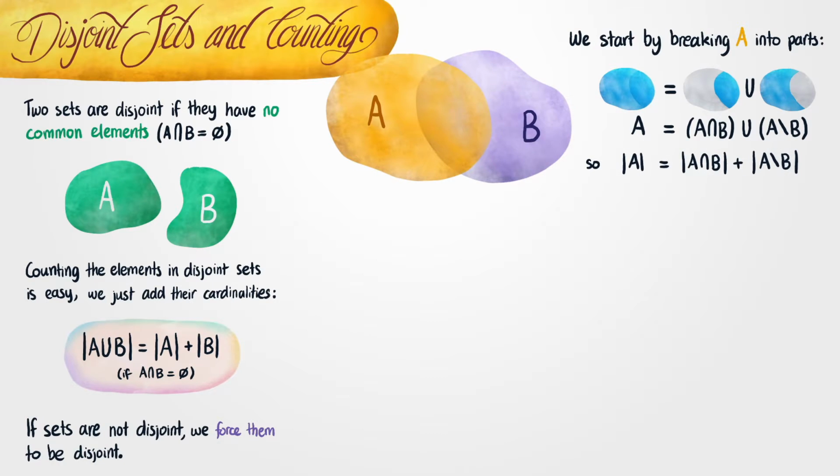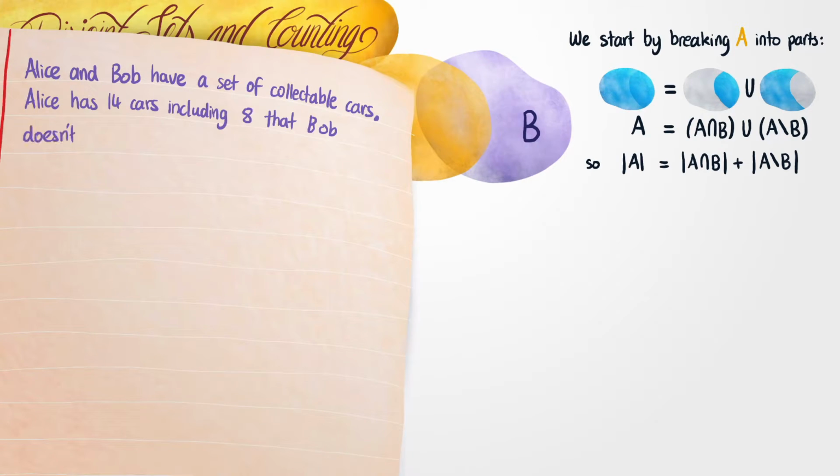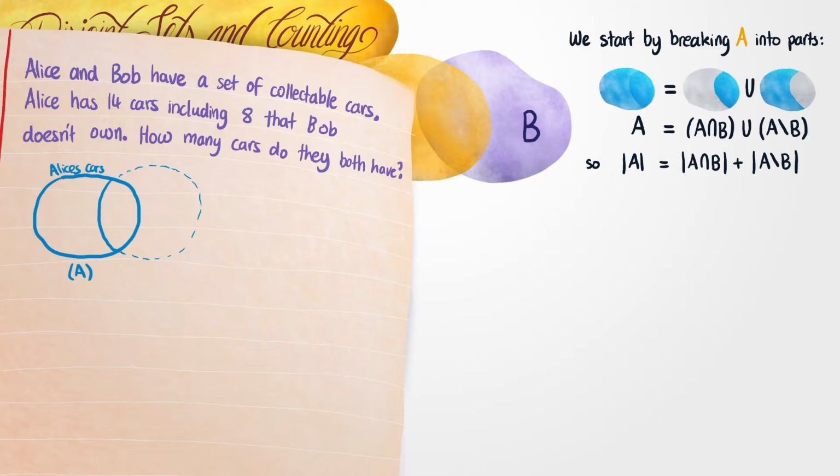Now, just to avoid this being too abstract for too long, let's actually do a concrete example where you can actually see why this would be useful. In this problem, we're told that Alice and Bob are collecting a bunch of cars. Alice has exactly 14 cars, and 8 of those cars Bob does not own. So if that's the case, we'd like to figure out how many cars they both have in common, or in other words, how many cars do they both own? So I want you to imagine that in this circle over here, we have all of Alice's cars. We know that Alice has exactly 8 cars that Bob does not own. And because she has 14 cars in total, then we know that in this area over here, we just need to put 6 cars, because 6 plus 8 is 14.